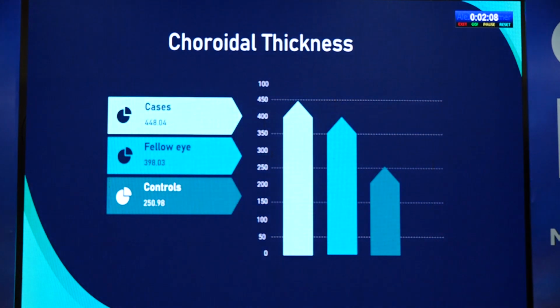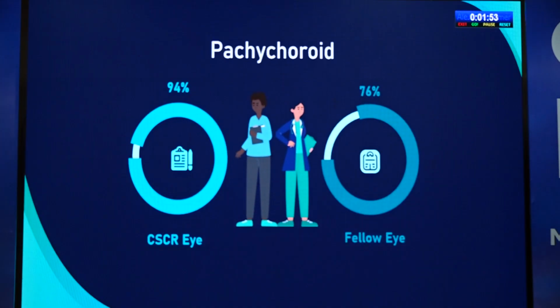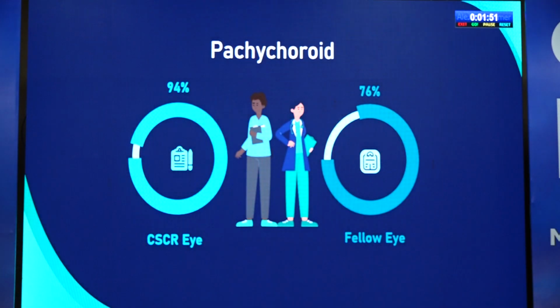The choroidal thickness was maximum for the cases as expected, which was 448 microns, and it was also high in the fellow eye in cases around 398 microns, and for controls it was within normal limits. Choroidal thickness more than 350 microns was taken as pachychoroid. So for the CSR eyes, 94% of the patients fell under this category, and 76% of the fellow eyes fell under this category.